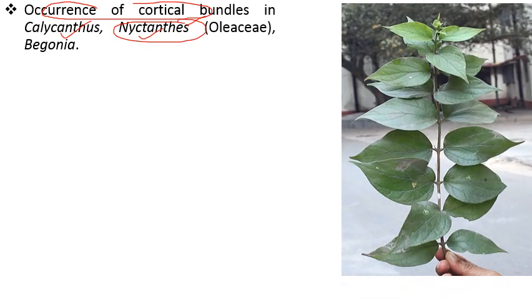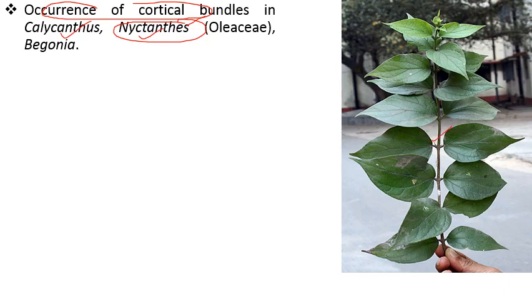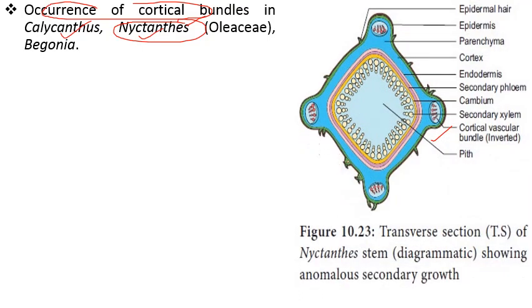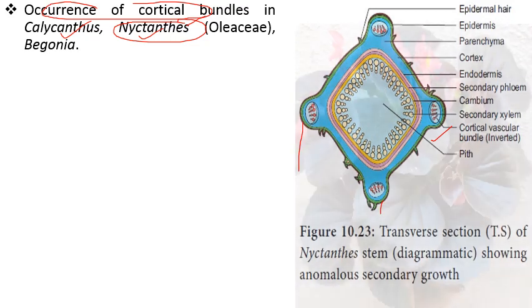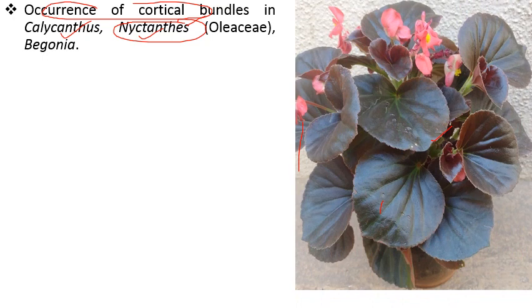Next, occurrence of cortical vascular bundles, for example in Calycanthus and Nyctanthes that I have discussed. In Nyctanthes, cortical vascular bundles are present, means present in the cortex region. This is the photograph which shows the cortex branch, and its feature is that it is rectangular in shape, and it shows the cortical vascular bundle.